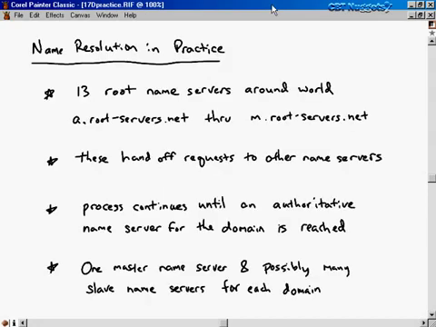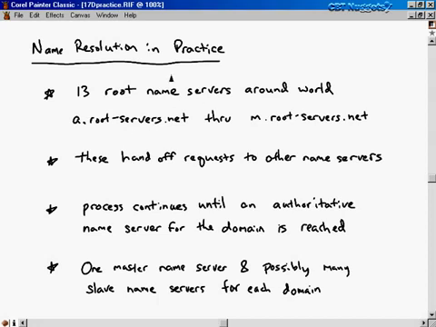The way that name resolution works in practice is that there are 13 of what are called root name servers around the world. Their names are a.rootservers.net through m.rootservers.net. And these live all over the world. There's some in California, Virginia, Stockholm, Sweden, Tokyo. They're spread around the world, and they are like the first line of name resolution.